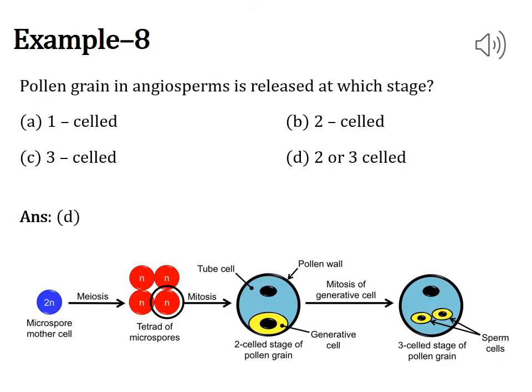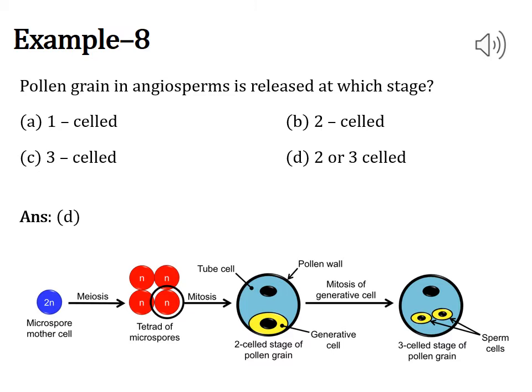8th example: pollen grain in angiosperms is released at which stage? The options are A, 1-celled stage; B, 2-celled; C, 3-celled; D, 2 or 3-celled. So the option, as you already knew, is D.